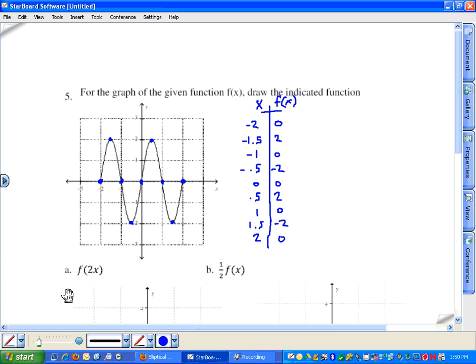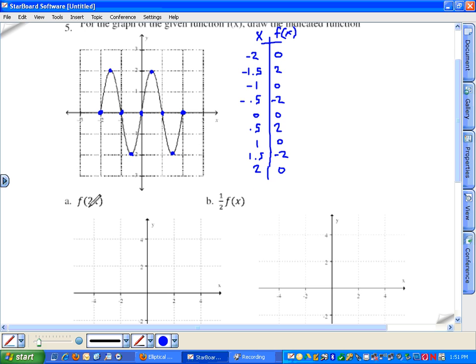Now we need to remember what each of these transformations does to the original graph of f of x. This transformation here, this 2 is inside of a function. There's a couple of things we learned about a transformation being inside of a function. First of all, it has the opposite effect. Here, the 2 is multiplying the x. The opposite of that would be dividing. And transformations that occur inside the function have a horizontal effect, which means it's changing the x values.